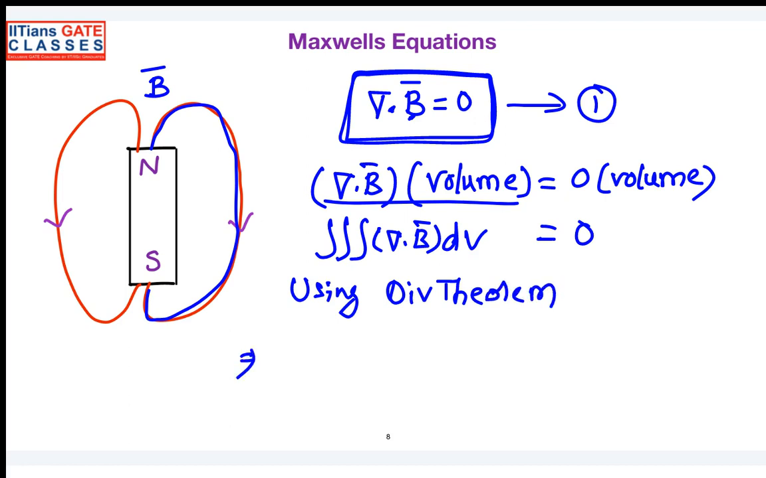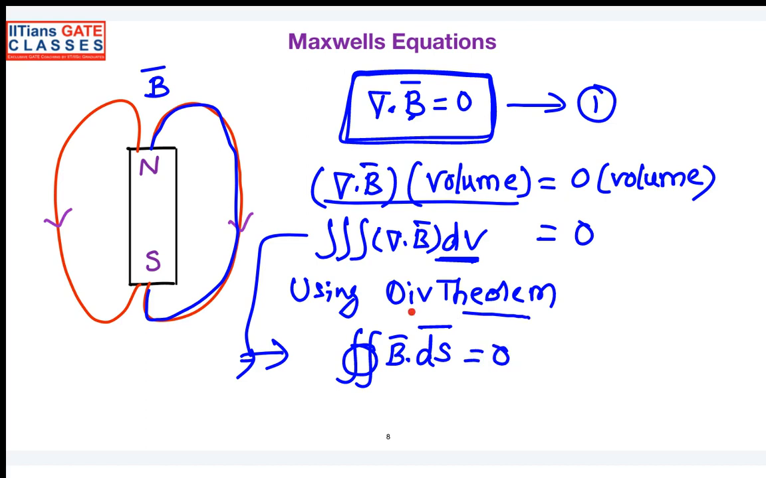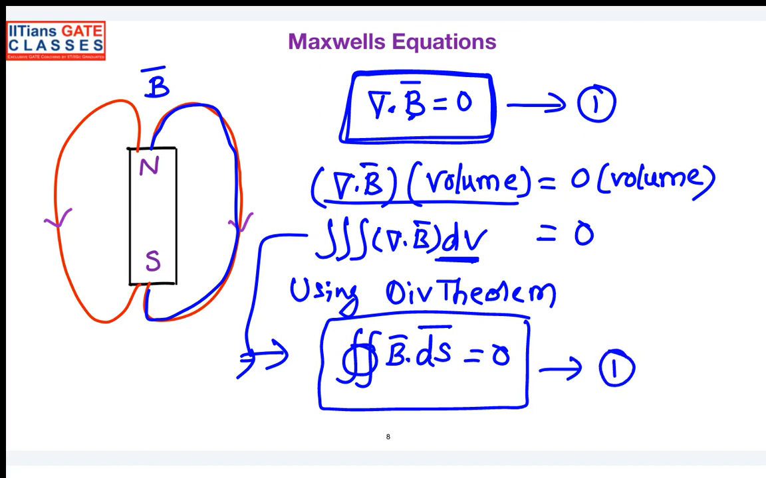what you can say, the volume integral can be converted back into a closed surface, because what the divergence theorem says is that every closed surface is associated with a finite volume. So the volume integral is converted back to a surface integral, double integral B dot dS, provided the surface has to be closed. That will be equal to 0. So this is a Maxwell's equation in integral form.